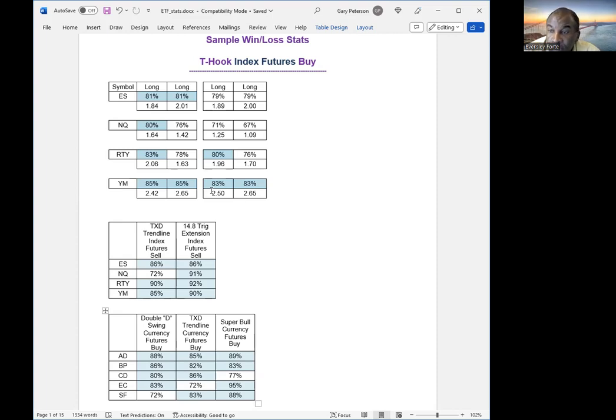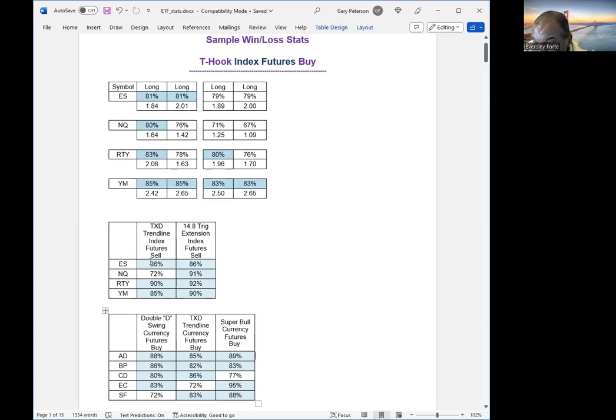Once you have the numbers in front of you, then you can decide what your personal cutoff point is. You might say, I'm not going to trade anything under 83%. So we wouldn't be trading the ES if it becomes valid, but we'd be trading the Russell or the YM, the Dow, if it became valid. So you set your own line.